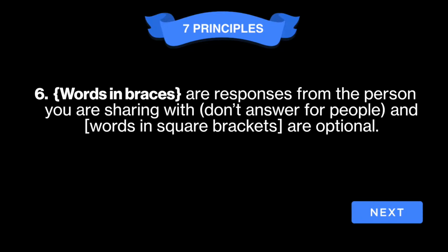Okay, so number 6 is the words in braces, those squiggly brackets, are the responses from the person. So you don't actually say those words. So when you ask them a question, don't answer it. But if you say, hey, do you know anyone who's entirely perfect? No, neither do I. It's like, hey, thanks for asking. You've got to allow them to respond. So the words in braces, let them respond. The words in square brackets are optional. So you can choose to use those depending on the person, or depending on whether you like to use them yourself.